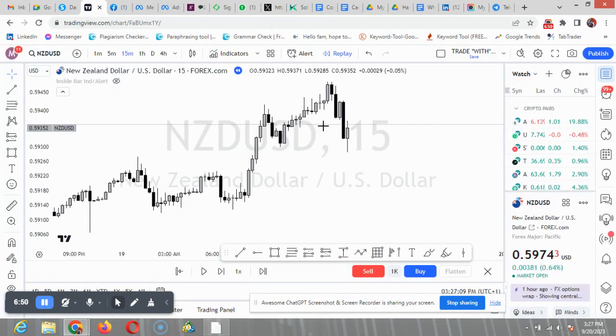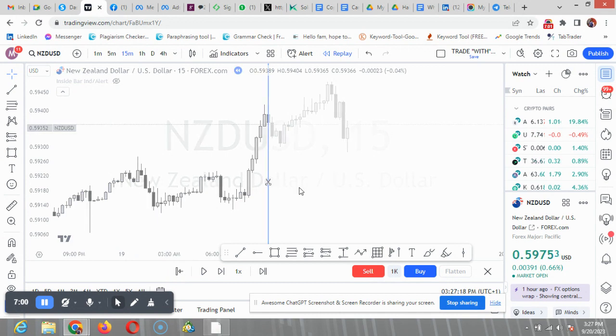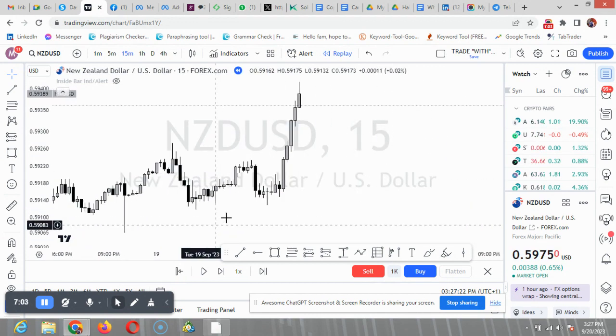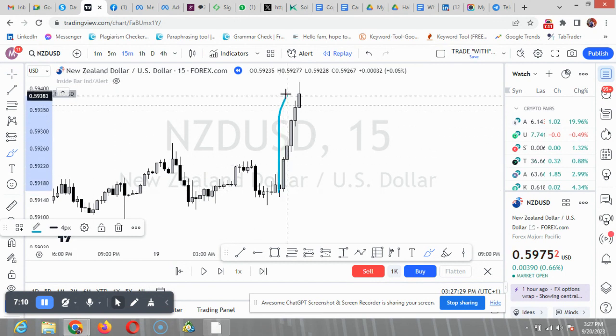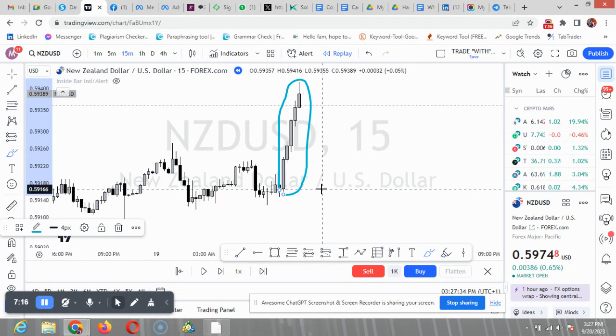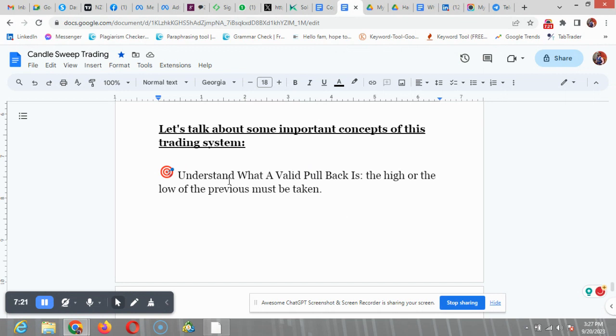So let's go back to the chart. Take a look at this diagram here. Let's take this back a bit to this point. Take a look at this whole movement. All of this. Now, there's no pullback here because the rule states that for there to be a valid pullback, the high or the low of the previous candle must be taken.